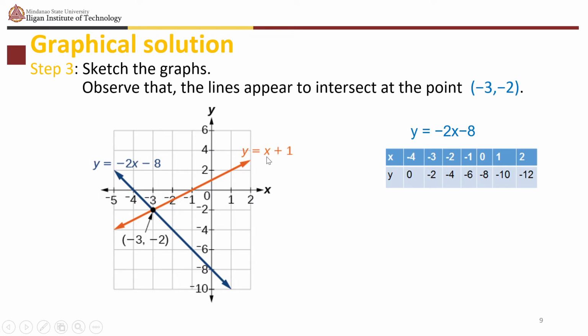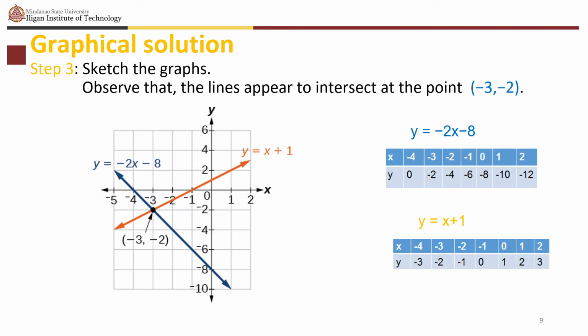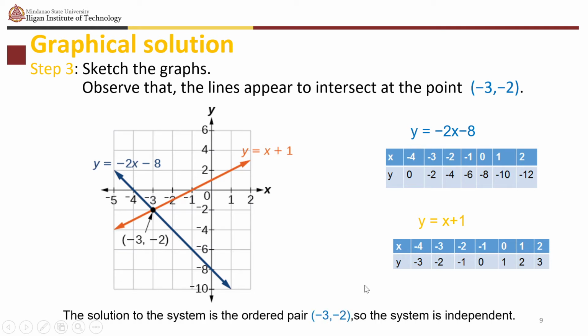On the other hand, this sketch, y is equal to x plus 1, gives us the following. When x is equal to negative 4, y is equal to negative 3. So negative 3 is here, between negative 2 and negative 4. When x is equal to negative 3, you have y equals negative 2. When x is equal to negative 2, y equals negative 1, and down the line. So the solution to the system is the ordered pair where x is negative 3, y is negative 2. So you sketch that.